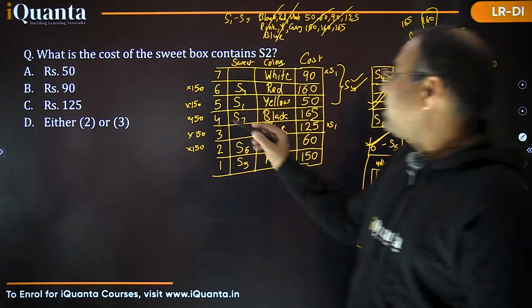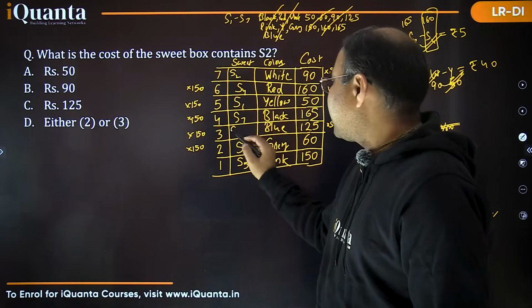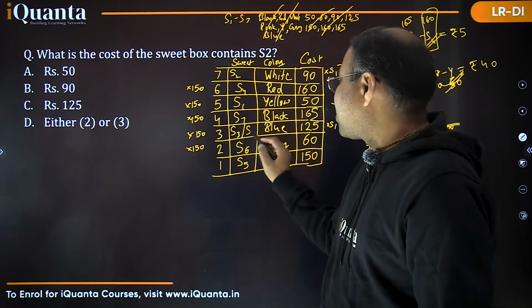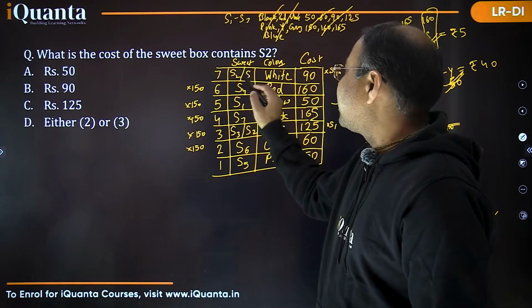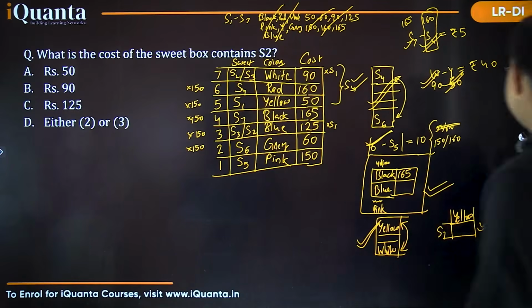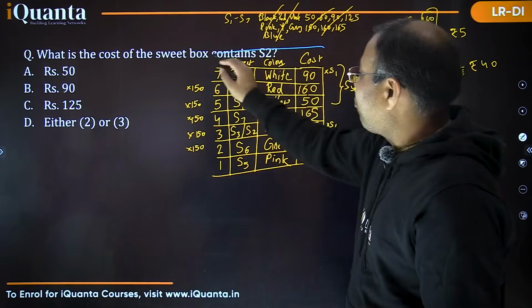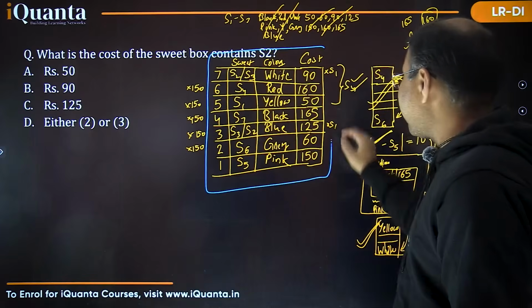So for S2 and S3, we have two options now. If this is S2, then this must be S3, or if this is S2, then this one must be S3. I hope that makes sense. So that is the entire thing we have got now. Now let's check out the questions and see what we can deduce, how we can answer them, right?